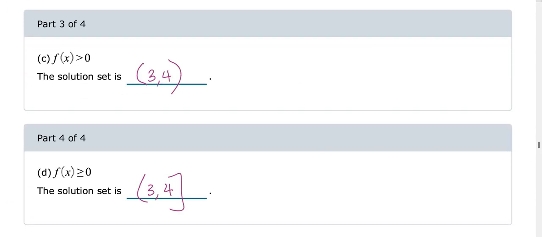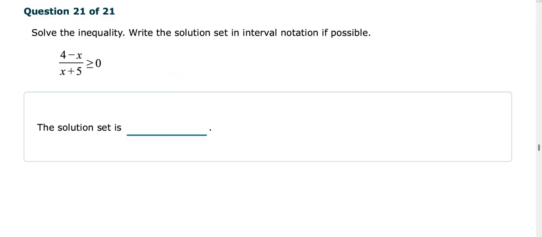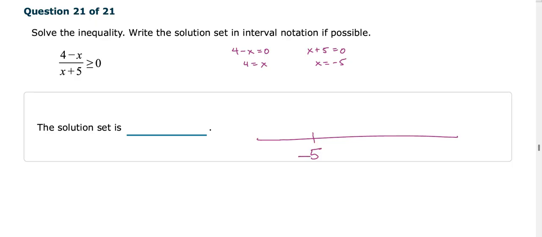The last one, solve the inequality. It's a rational inequality. So we need to set the numerator equal to 0. So I get 4 equals x. And the denominator equal to 0. So x equals negative 5. I need to put those on a number line. Negative 5 and 4. Now, because the negative 5 was in the denominator, that's always going to be an open circle. That's a vertical asymptote. Because it's greater than or equal to 0, I'm going to put a closed circle on the 4.